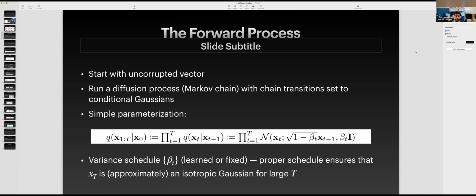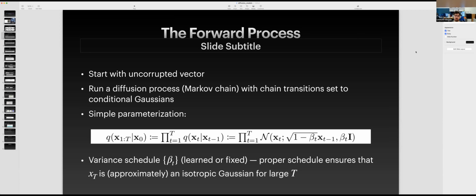And the variance schedule, these betas, are the time-dependent variances that can be learned or fixed ahead of time, can be set as a hyperparameter. And a proper variance schedule ensures that x_T for big T, the final step, is approximately an isotropic Gaussian. One popular parameterization for the variance schedule is a geometric decay. So that's the forward process Markov chain where you add Gaussian noise.